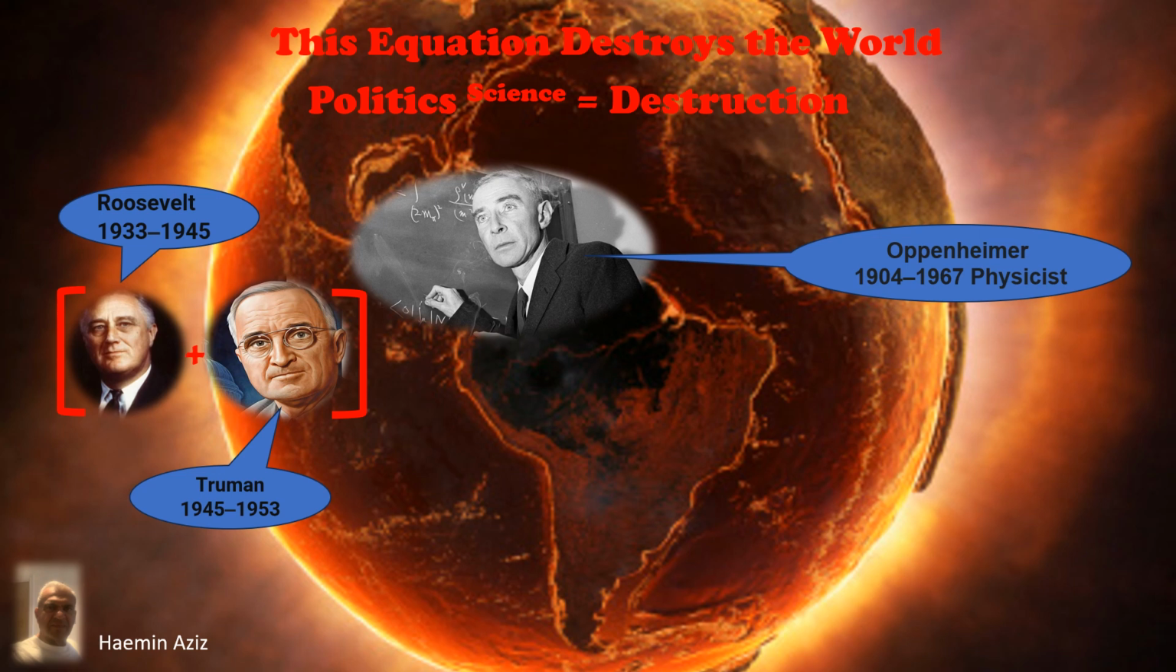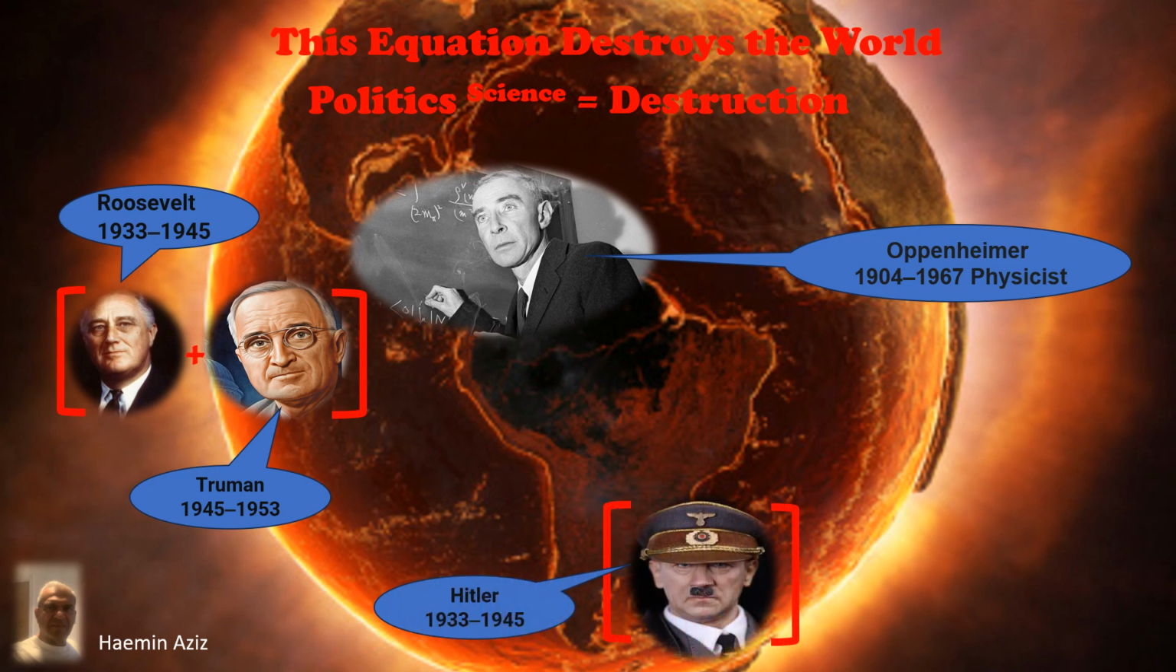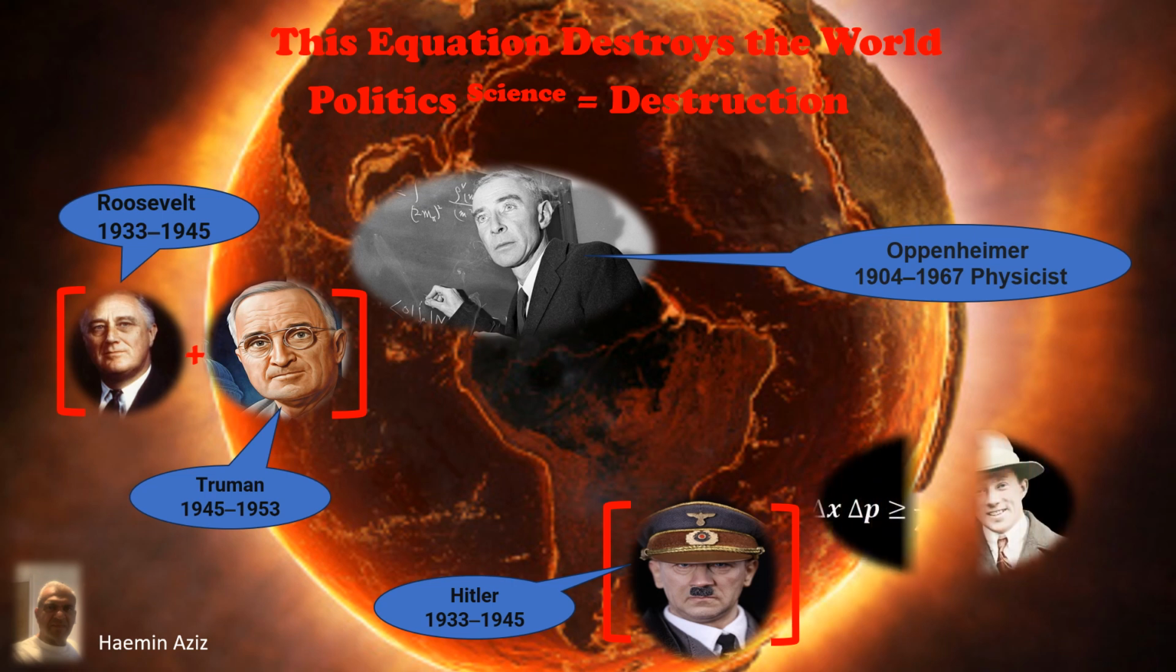Then the second part here is certainly Hitler. And the power of Hitler definitely goes back to this big scientist who was known as Heisenberg. He was one of those quantum physics scientists.